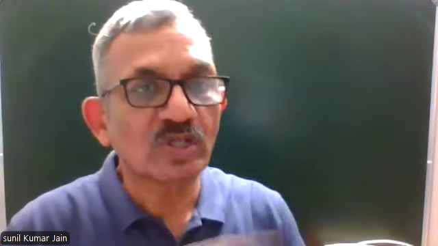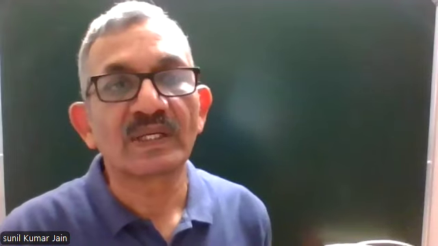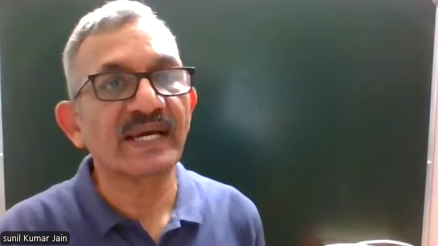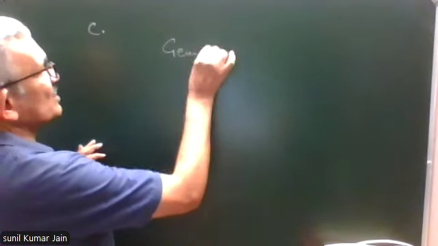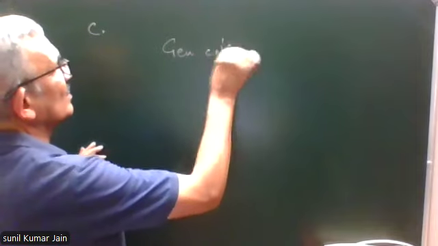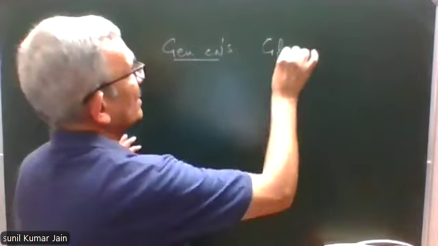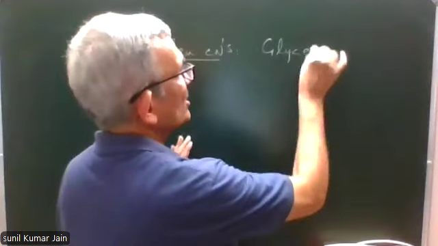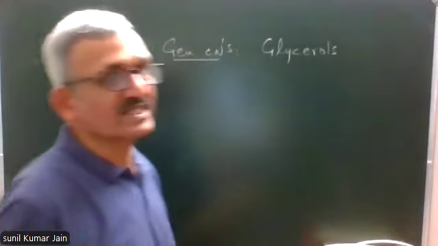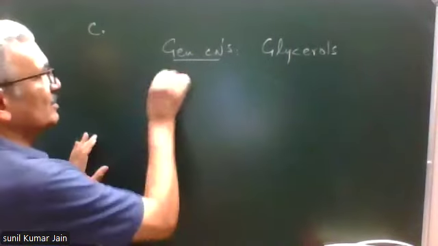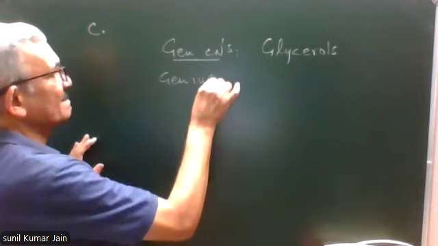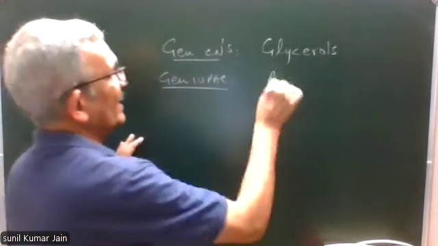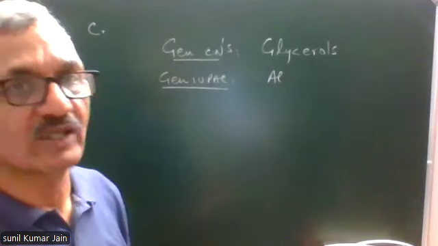Part C: trihydric alcohols. General common names: they are called glycerols. General IUPAC name: alkane triols.